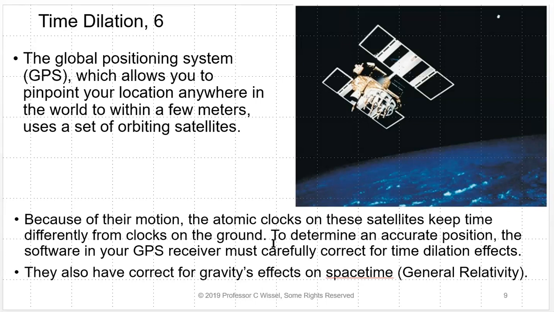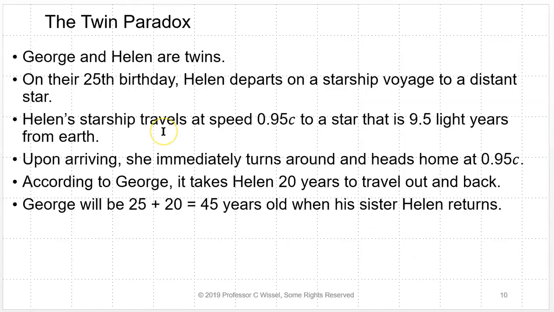On top of that, they're in a gravity field. So we also have to correct for gravity's effect on space-time, and that's general relativity. So GPS wouldn't work without special and general relativity. Now we're going to come to something that's extremely famous in relativity called the twin paradox.